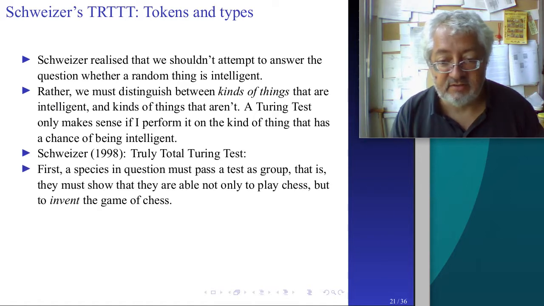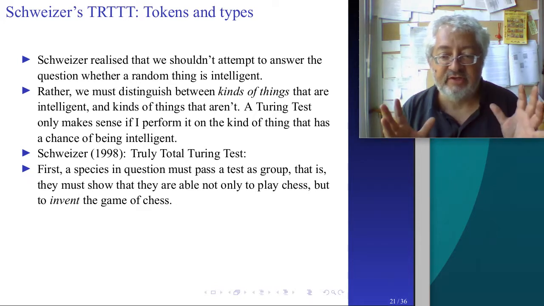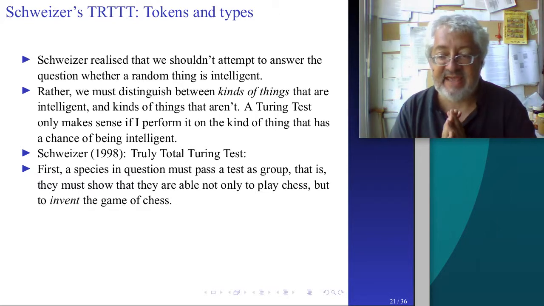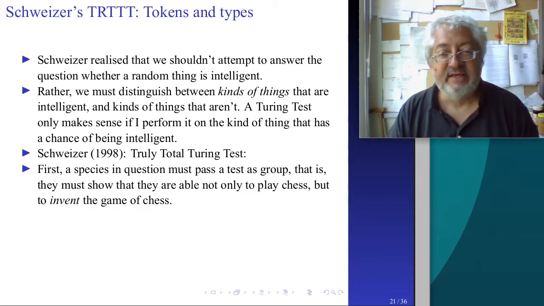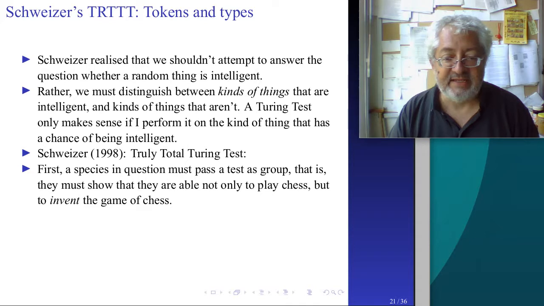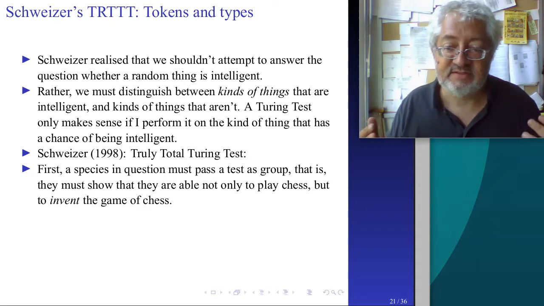The truly total Turing test, this is supposed to mean. So first, the species in question must pass a test as a group. That is, they must show that they are able not only to play chess, but to invent the game of chess. So now this makes it a little more difficult. An intelligence test for Schweitzer would not be to just be able to play chess. This is not yet intelligence, he says.